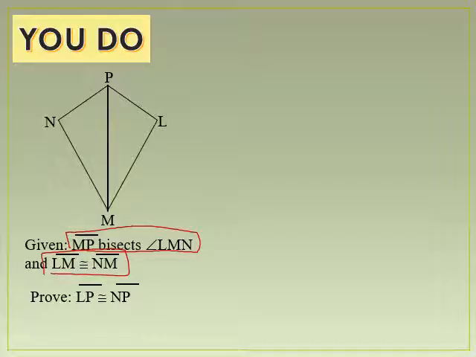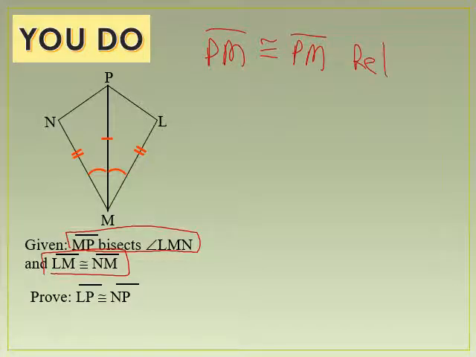Okay, and we're going to pick it up now. All right, MP bisects angle LMN, so we can show that with those arc marks there. We can also put the tick marks on the segment LM and the segment NM, like that. Now, what else can I add to my picture? Well, I can add that PM is congruent to itself. By the way, if you put MP, it's the same thing. By the reflexive property.